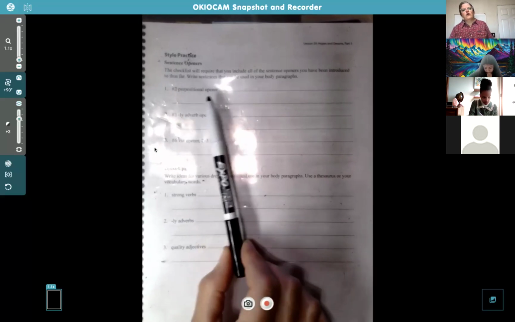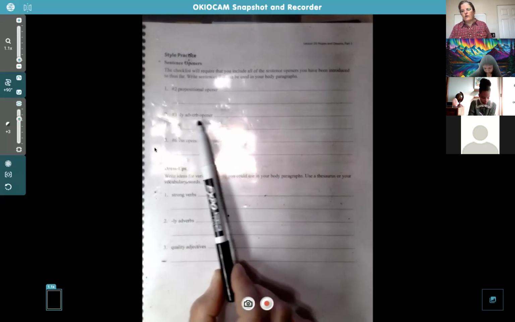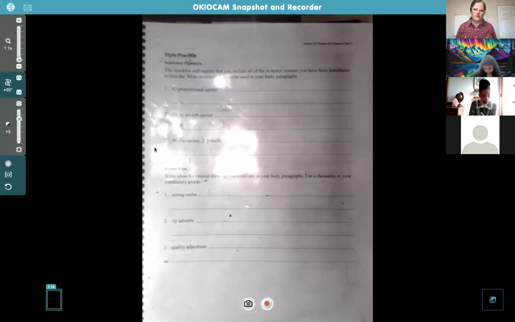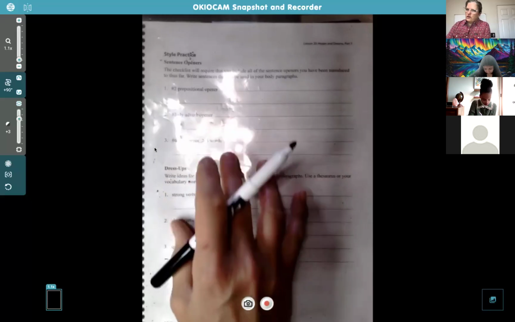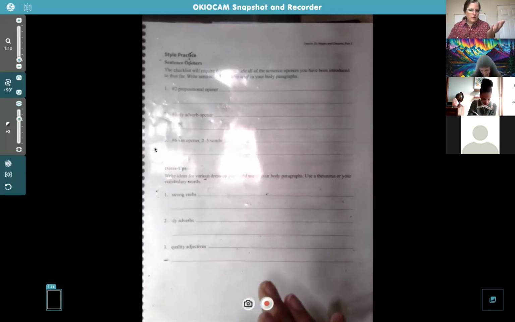These are the three openers you're going to have again on your checklist: prepositional opener, ly opener, and the VSS, which happens to be my favorite. So you're pretty good at those. You can jot down some ideas here that you can use in your paper later. That always helps to think ahead on some of these things.